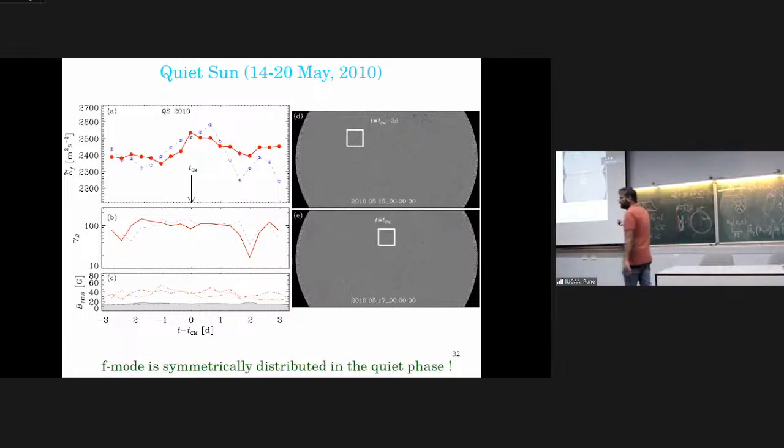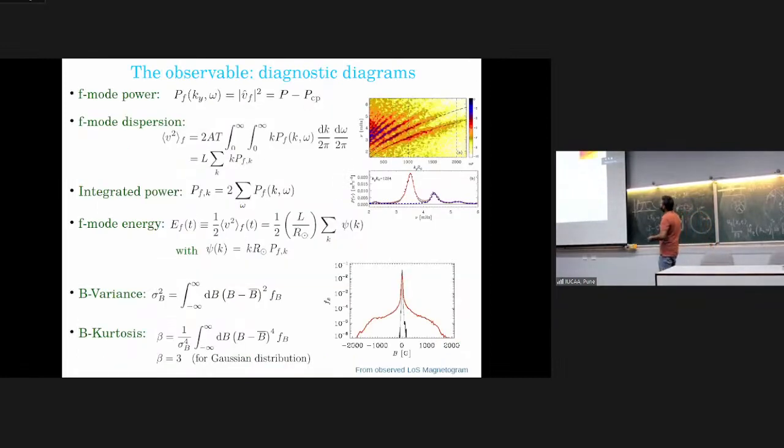This is a magnetogram. This is a real observed magnetogram, in a quiet phase; 2010 was the solar minimum. Nothing emerging around these dates. And if I take a patch here and below, you don't see much. F mode seems to be symmetrically distributed in the quiet phase. That means if there is no magnetic field, this is only true for horizontal magnetic field, but for more complicated cases, the dispersion relation is not known. Okay, the general dispersion relation of F mode is unknown. It's very complicated. But this is by and large true.